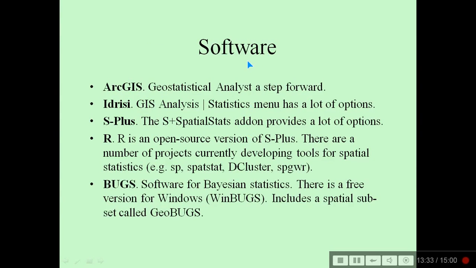So the software which provide this are ArcGIS, Idrisi, and S+. R is a specific statistical software, and BUGS is software for Bayesian statistics.